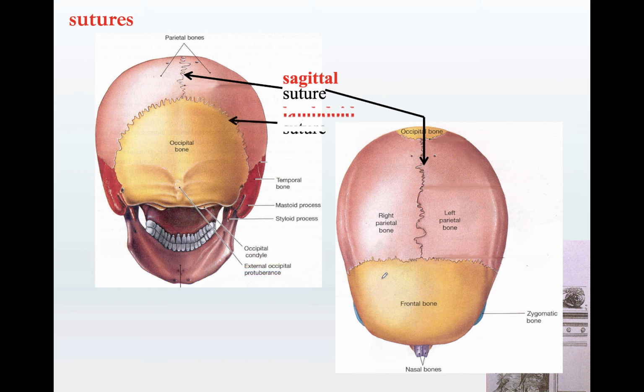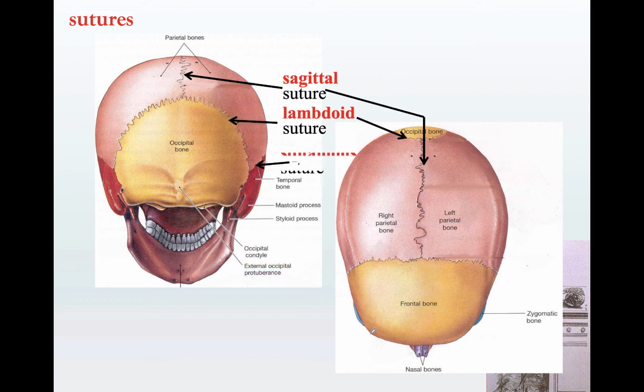Then we have another one which is called the lambdoid suture, which is primarily between parietal bones and occipital, but a little bit between occipital and temporal. And so there you can see lambdoid. Unfortunately, not a good way to remember that. You just got to memorize it.